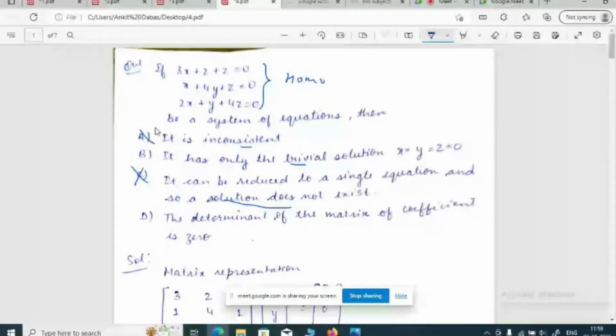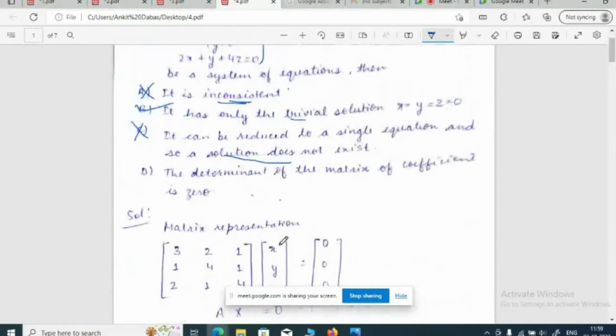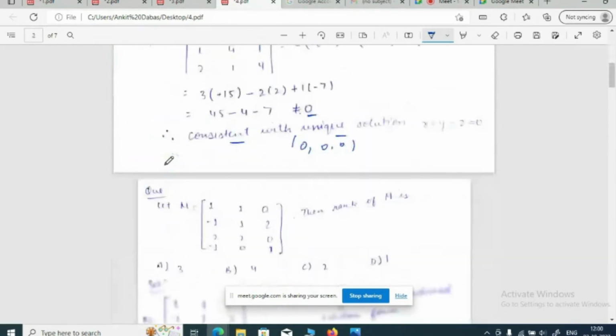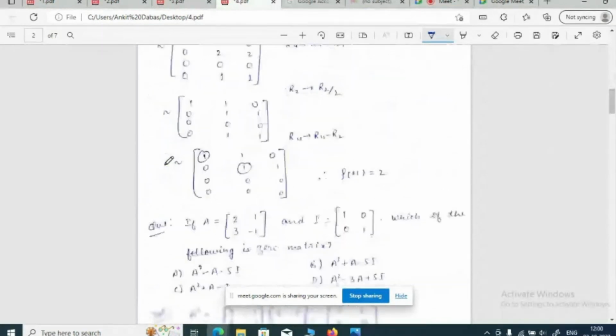We need not compute anything to prove that this is incorrect, because a homogeneous system can never be inconsistent. It has only the trivial solution. This is the right answer. And because this is a trivial solution, we have computed that the determinant in that case should be non-zero. So this is also wrong. So option B is correct. Here we were asked to compute the rank of M, that you can do by using reduced echelon forms.